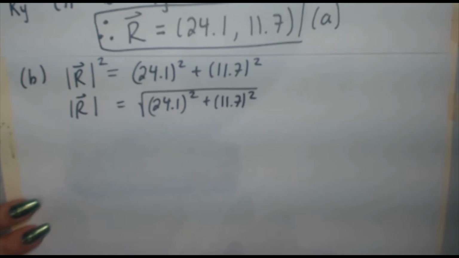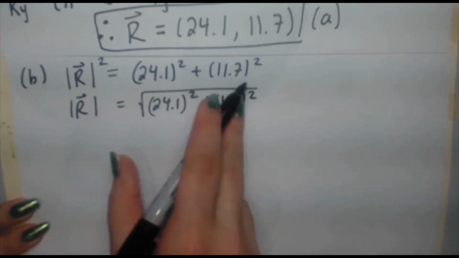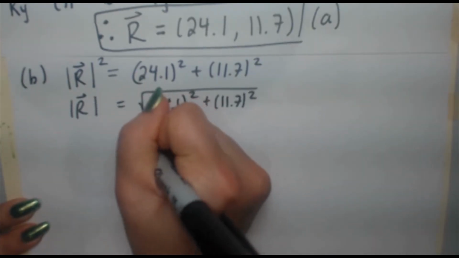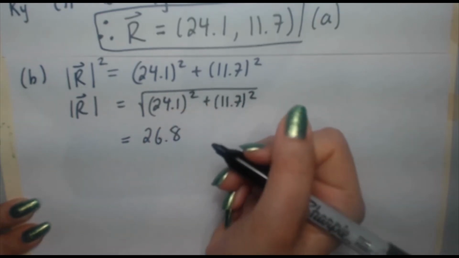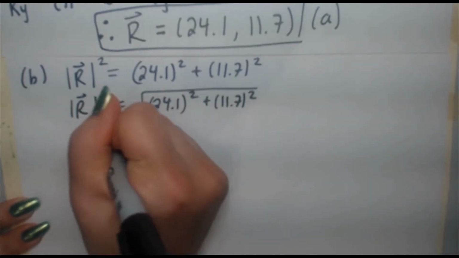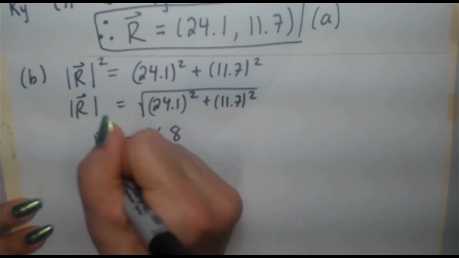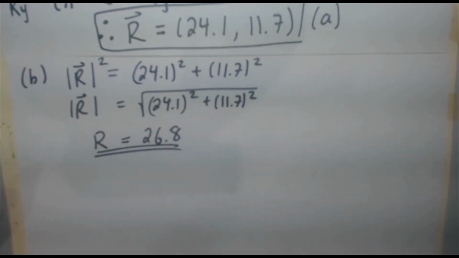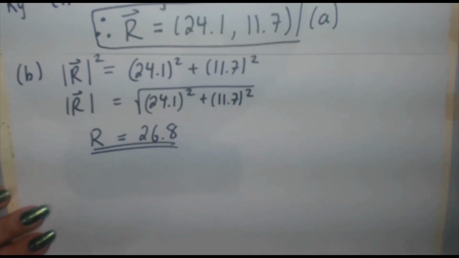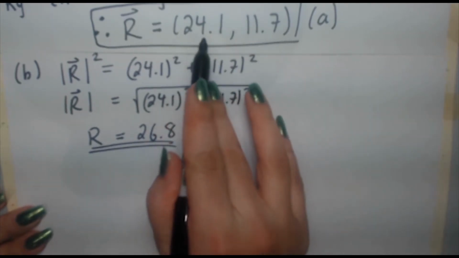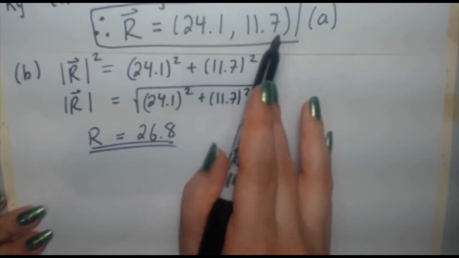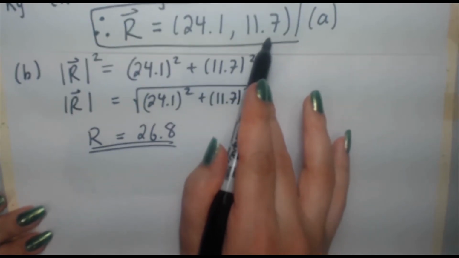And when you do that math, when you take the sum here and you square root it, you're going to get the value of 26.8. So that is R. Okay, so let's underline that. Now, in order to find the angle with the x-axis, we have to understand this geometrically. So remember, our x component is 24.1 positive, y is positive 11.7.